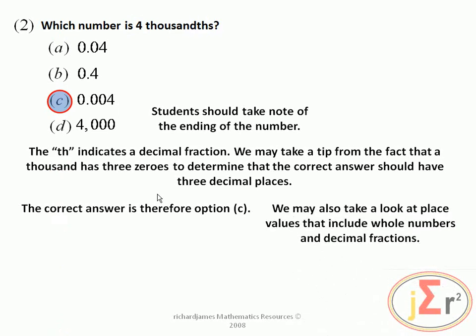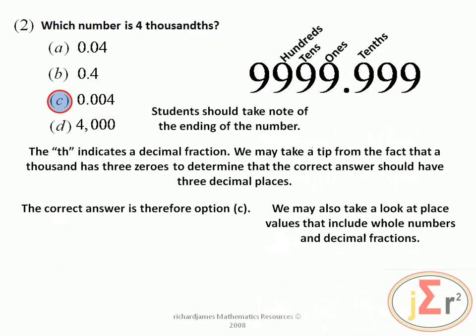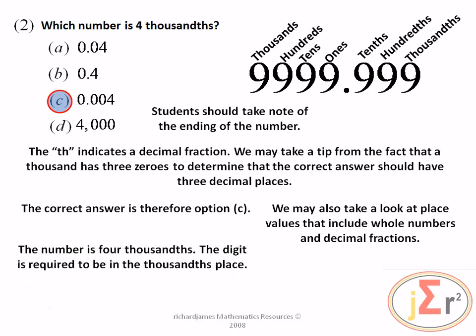We may also take a look at the place values. So we may look at the place values that indicate whole numbers and decimal fraction. So there we have a very large number, and we accompany that very large number with somewhat of a tag that indicates the place value of each digit. The number is 4 thousandths. That is the one that we are trying to write down, or that is the one that we are trying to identify. The digit is required to be in the thousandths place.